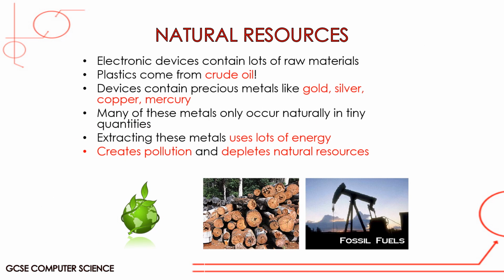Next, we look at some environmental issues. When we are using IT equipment, such as mobile phones and computers and tablets and consoles, they all use something called natural resources. They contain a lot of raw materials. Things like plastic is made from crude oil, which will eventually run out. Devices often have precious metals in, like gold, silver, copper, and mercury. And most of those things only occur naturally in tiny quantities. Eventually, these might run out. To extract these metals, we use a lot of energy, which again affects the environment. So in other words, just to create these devices, a lot of pollution is created and we're running out of natural resources.